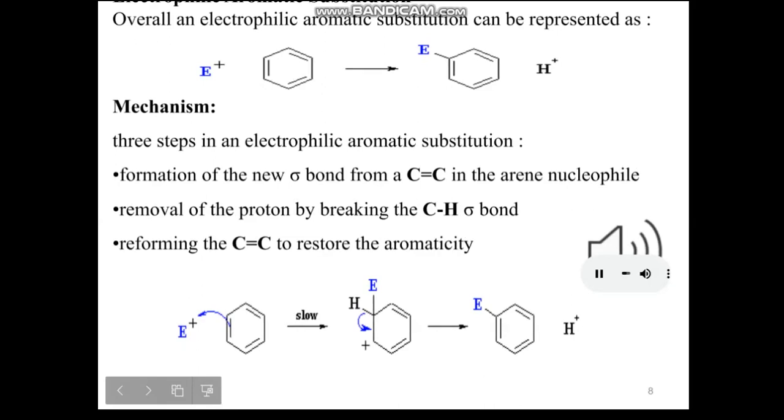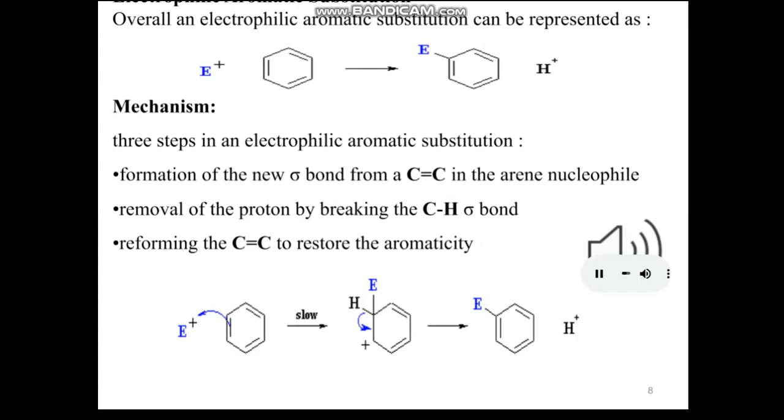The remarkable reaction of aromatic compounds is the electrophilic aromatic substitution reaction. This reaction involves substitution of an electrophile for one of the benzene hydrogens. Electrophilic aromatic substitution involves a two-step reaction. One, addition of the electrophile, which is a slow reaction and needs high energy to form a carbocation intermediate.